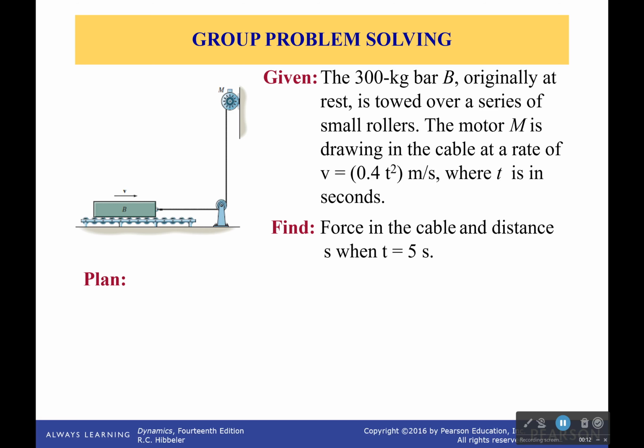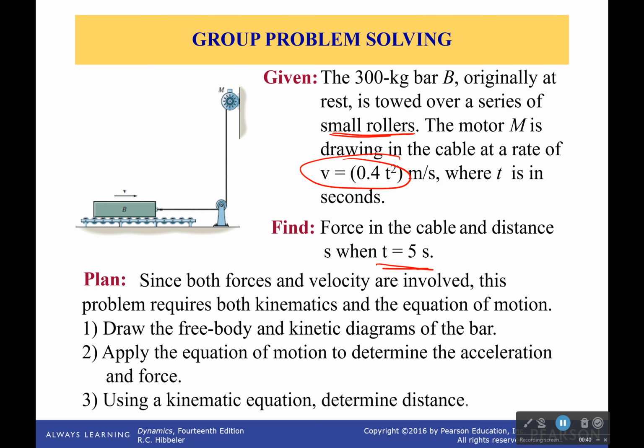So what we have is a 300 kilogram bar, and it's originally at rest, and it's towed over a series of small rollers. Now those are going to be helpful. They're going to reduce the friction down to what we're going to say is 0. Now that motor M is drawing in the cable at a rate of v equals 0.4 t squared meters per second. We want to know the force in the cable and the distance s it's traveled when t is equal to 5 seconds. So here is your plan.